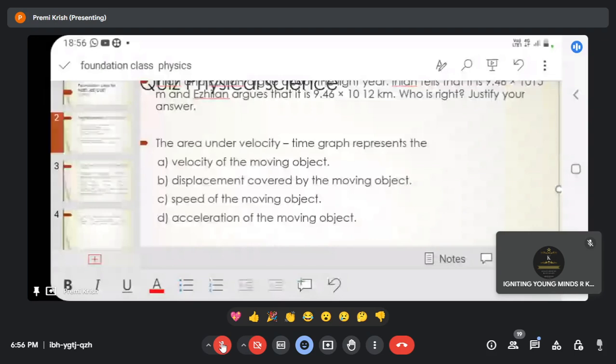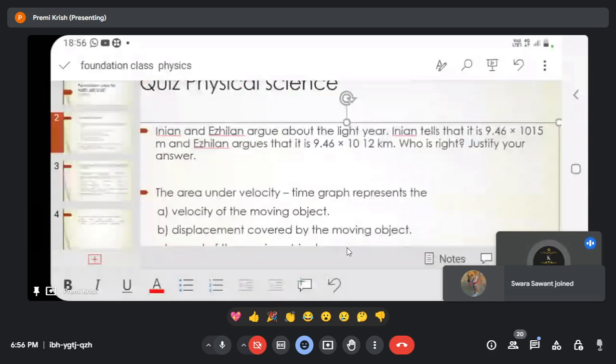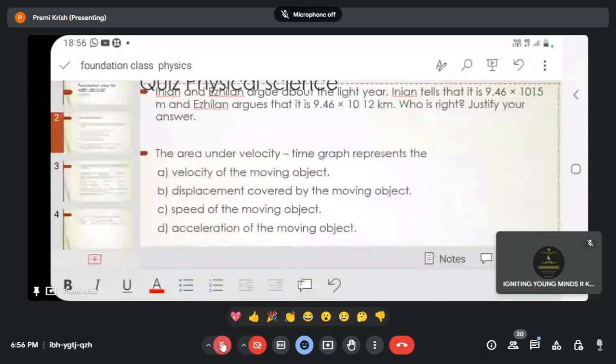Okay. Again, first question. What is light? Premi, I just have a doubt. Why not speed of the moving object? Oh, no, sorry, not displacement. Okay, correct. No, carry on. Sorry. Yes, sir.